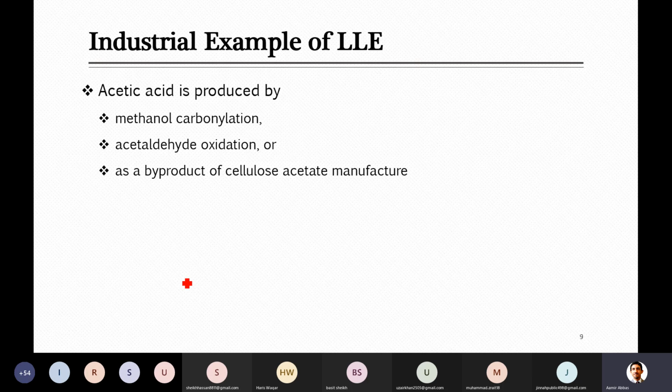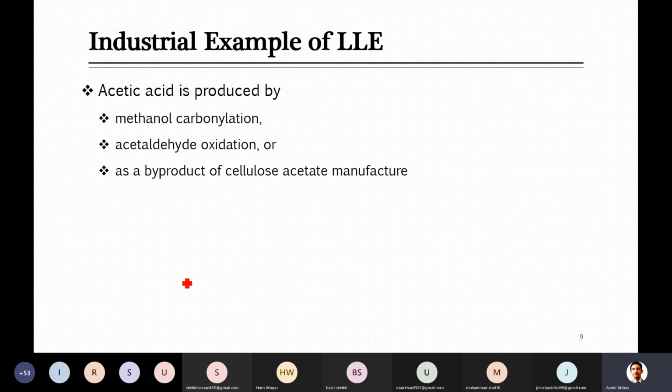So here we are going to quickly talk about one example of industrial scale, that is acetic acid. Acetic acid is produced by three different methods mentioned here: methanol carbonylation and acetaldehyde oxidation, as well as a byproduct of cellulose acetate manufacturing. So these are three different methods used on industrial scale for production of acetic acid.